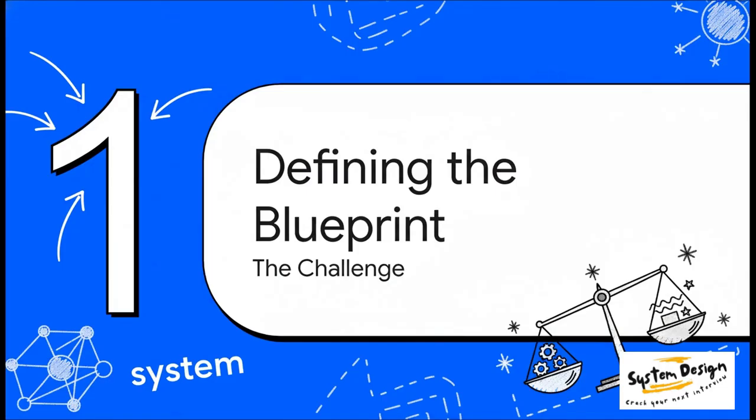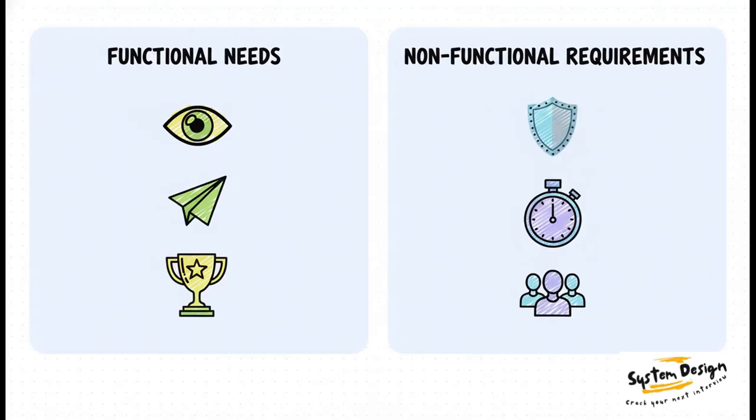The first thing we need is a blueprint. And a good blueprint means mapping out our requirements by splitting them into two groups. What does the system do, and how well does it need to do it? So on one side, you've got your functional requirements. These are the core features, the things you can see and click. Viewing problems, submitting your code, getting that instant feedback, and seeing a live leaderboard.